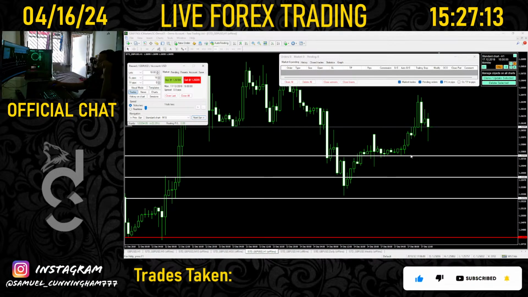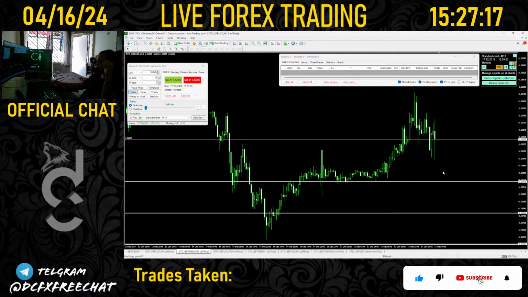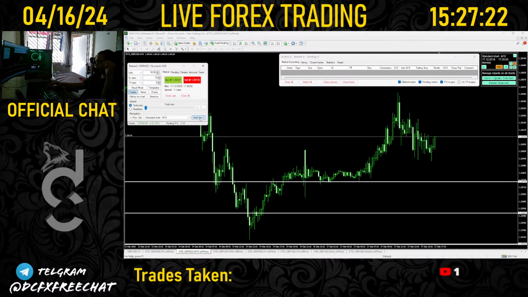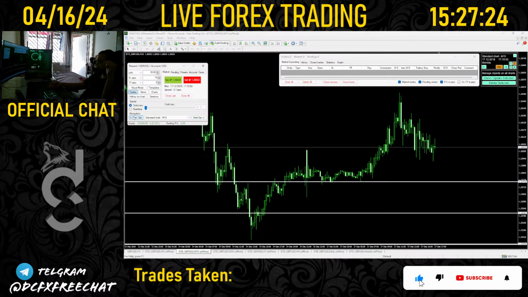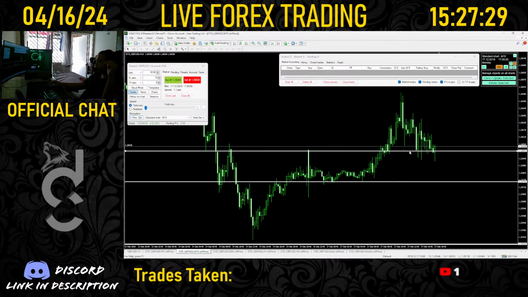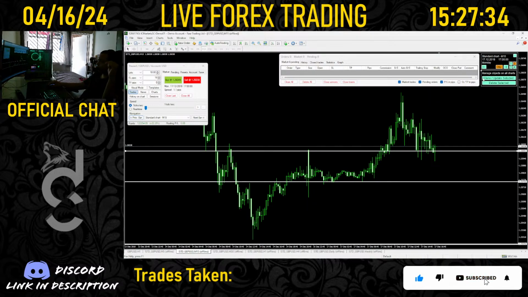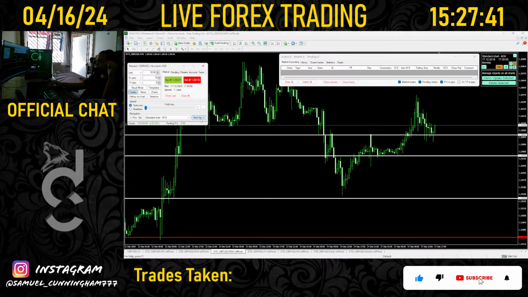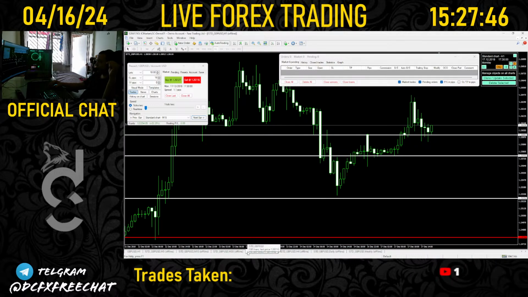Okay, here we found the support right over here. Let's see 15 minute. Okay, look at that. Engulfing, but is it at a level? You see that? 1.26 flat. We're gonna wait for another engulfing. 30 engulfing. Yep.